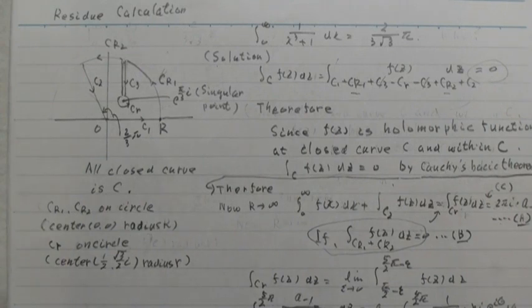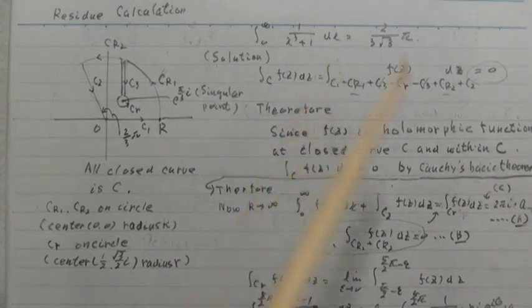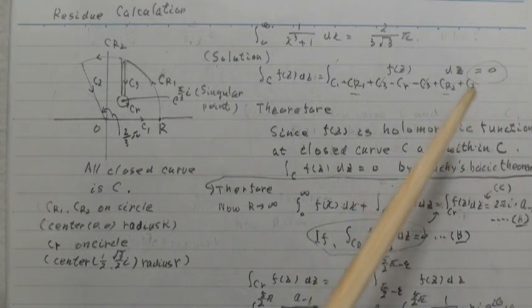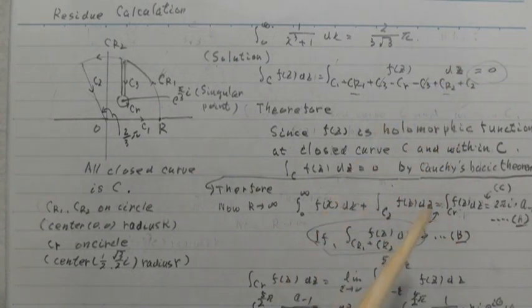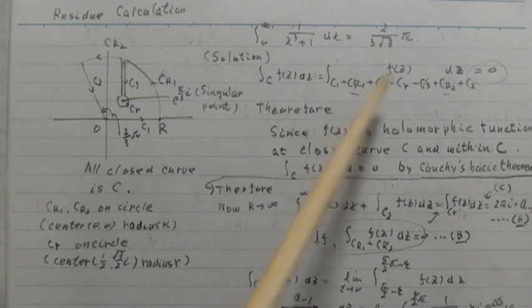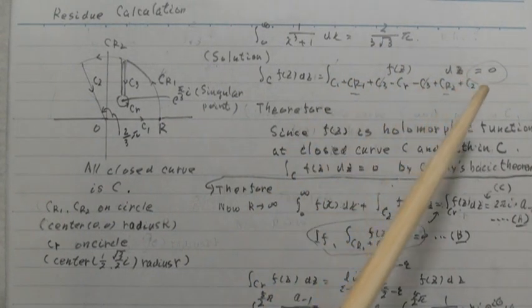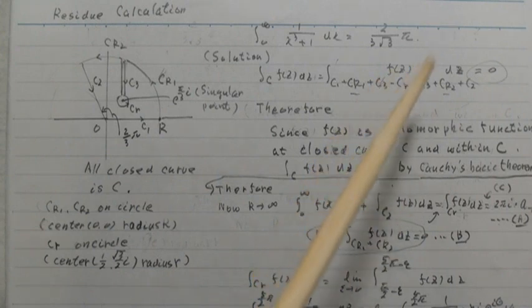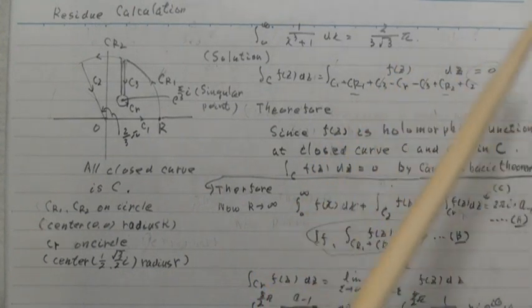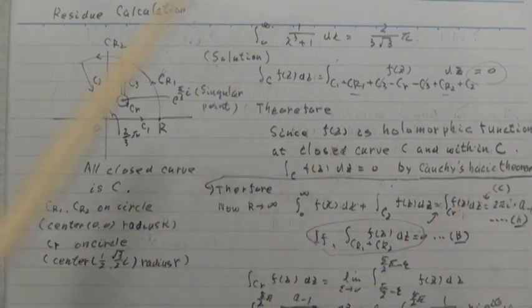And if the integral over CR1 plus CR2 is equal to 0 as R goes to infinity, then C1 plus CR2 equals 0, and C1 plus C2 equals this item on the right side.